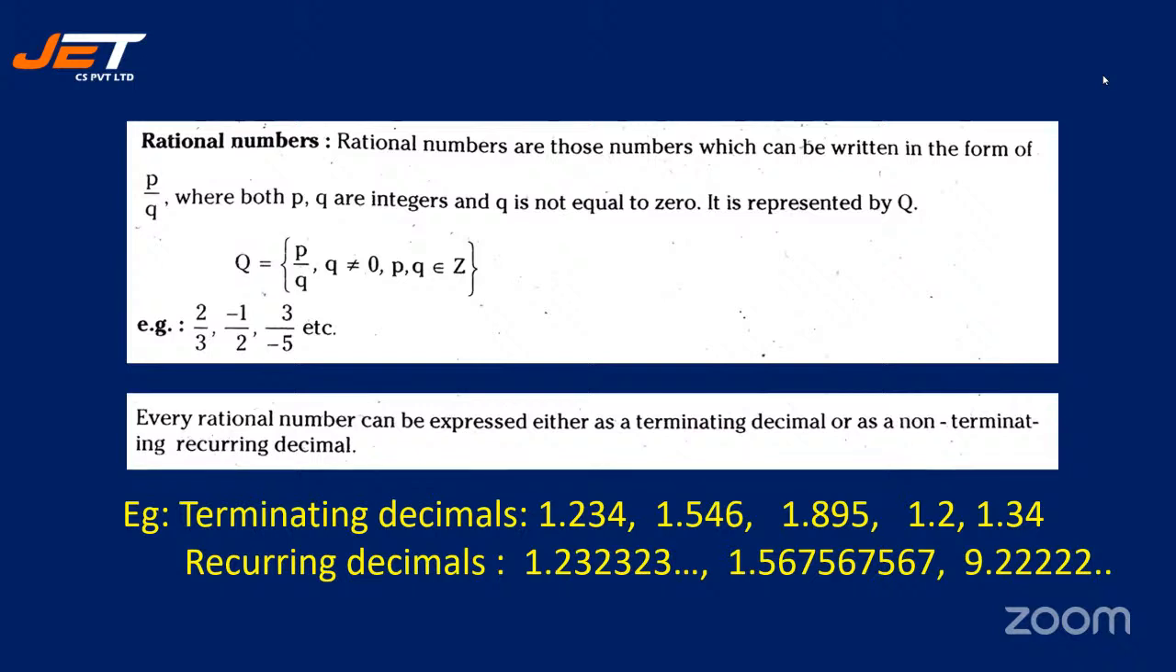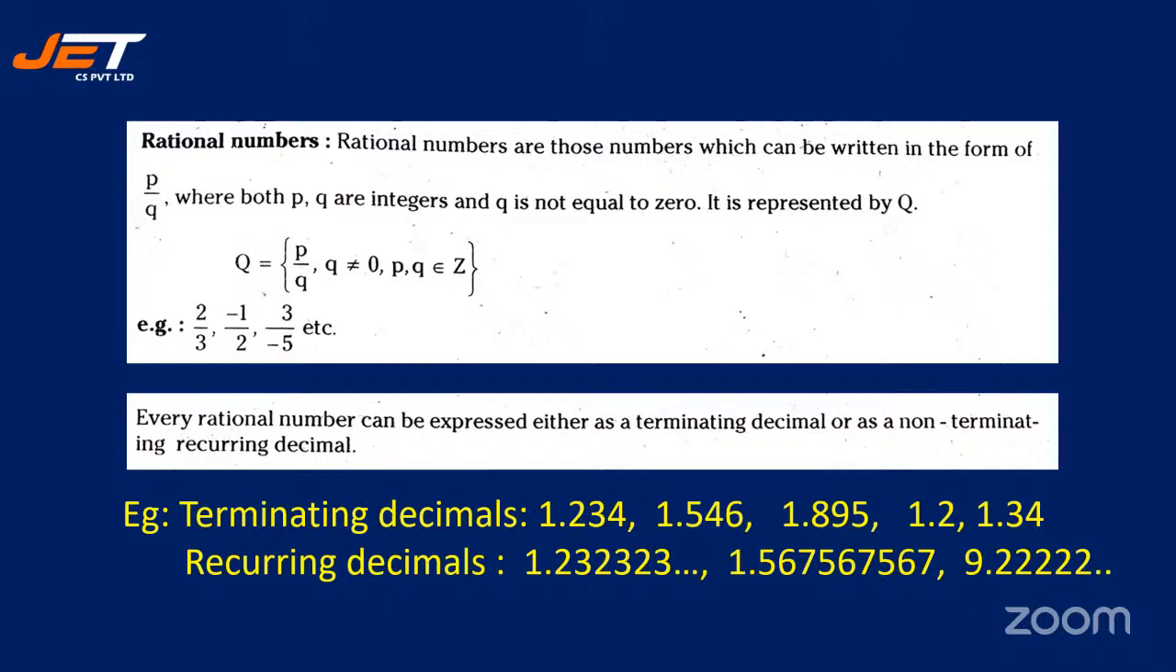Before that, what are rational numbers? Rational numbers are those numbers which can be written in the form of P by Q, which means it should have a numerator and a denominator, where both P, Q are integers and Q is not equal to 0. What happens if your denominator becomes 0? If your denominator is 0, then we say that it is not valid, isn't it? That is why we say that Q is not equal to 0.